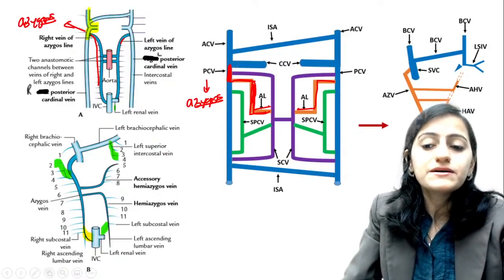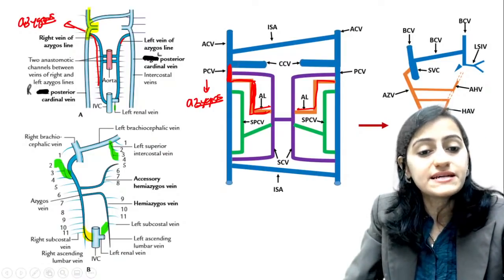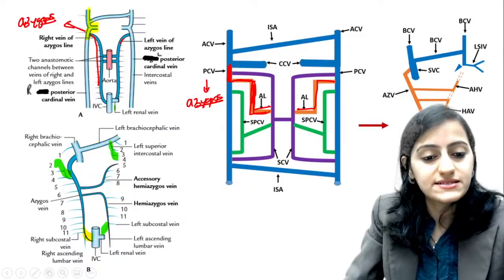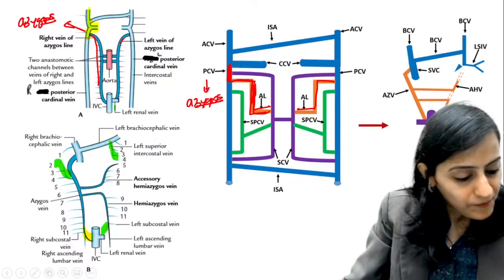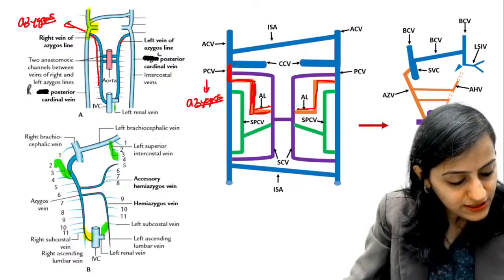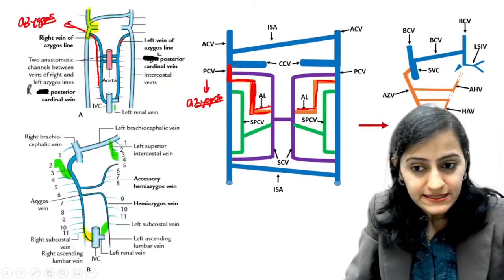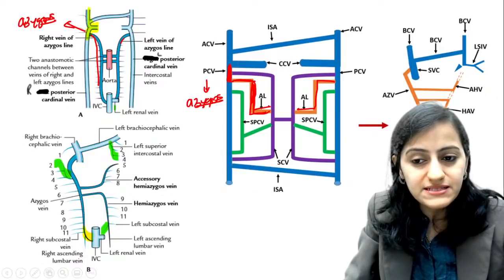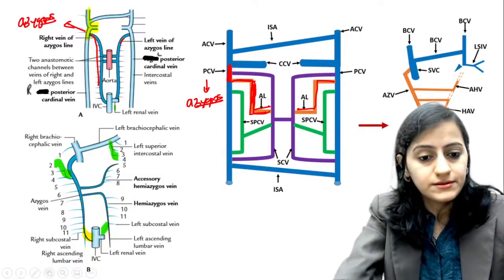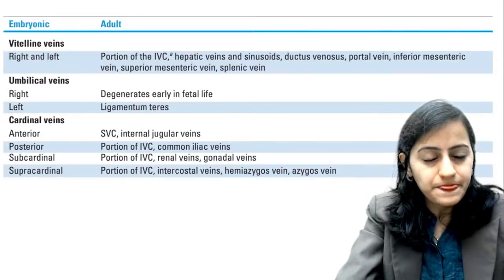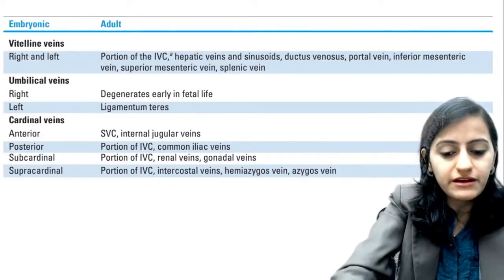Okay. So remember, hemiazygous, accessory hemiazygous are going into the azygos itself. Like you see here, they are going into the azygos. Okay? Clear with everyone? Is this concept clear with everyone? Right? The left sided, you have the hemiazygous and the accessory hemiazygous. Okay? All right.